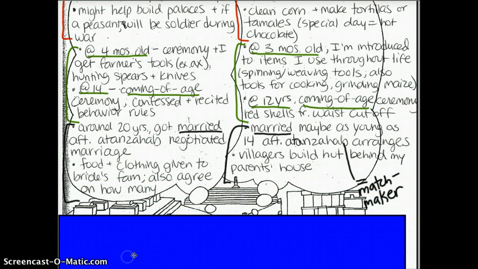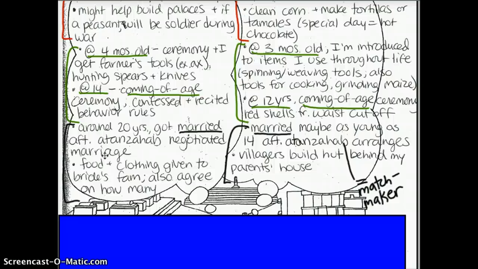All right, so basically you have the marriage ages, you have the matchmaker, and they have a matchmaker. That's the key thing you need to know.